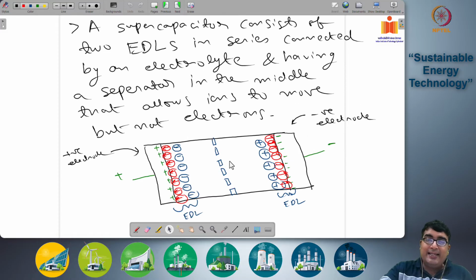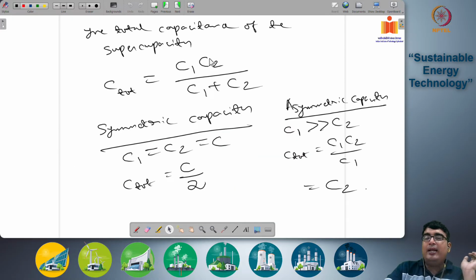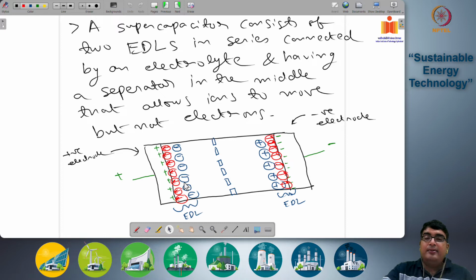Now, if this is the case, and if the capacitance on the anodic side is C1 and the capacitance on the cathodic side is C2, then the total capacitance is C1 into C2 by C1 plus C2. Okay, so this is the total capacitance of one complete supercapacitor, C1 into C2 by C1 plus C2. If you have a symmetric capacitor, then it becomes C1 equal to C2 equal to C, so C total is C by 2.